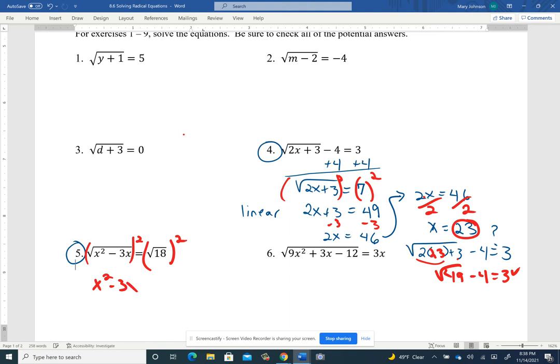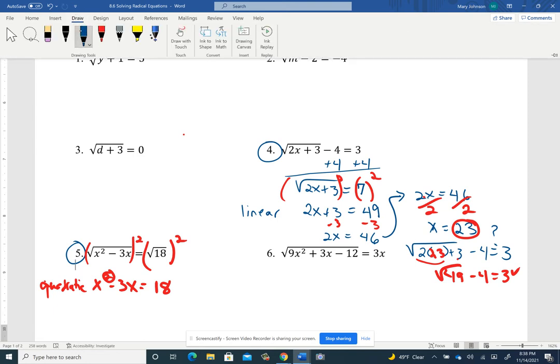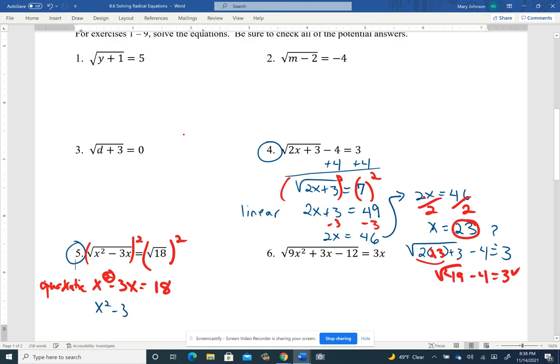So you wind up with square root of x squared minus 3x, when you square that, you get the x squared minus 3x out from under the radical. Square root of 18 squared would be 18. And this one turned out to be quadratic. So that kind of determines what you do from there. So I'm going to go ahead, let me get back to my blue pen. I like it better. I'm going to go ahead and subtract 18.